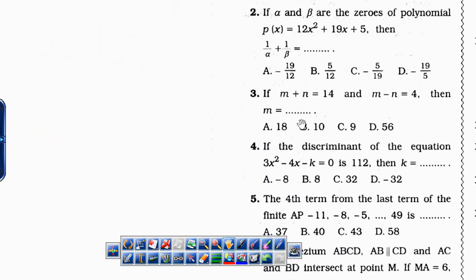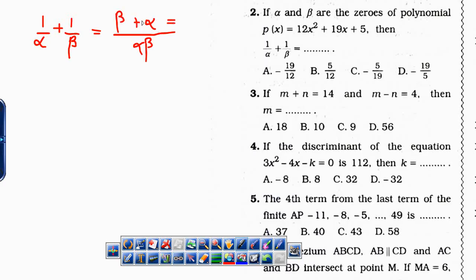Alpha and beta are zeros of the following polynomial, then 1 by alpha plus 1 by beta is what? It is worth remembering the shortcut. How is the shortcut for 1 by alpha plus 1 by beta made? By taking the LCM.